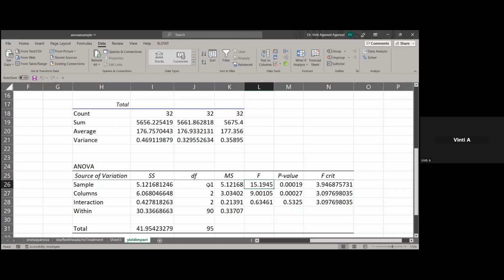The second thing is between the columns, that is in terms of the fertilizer.